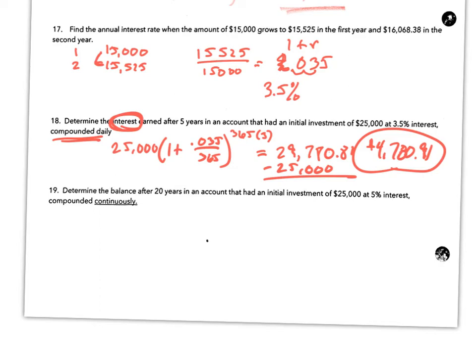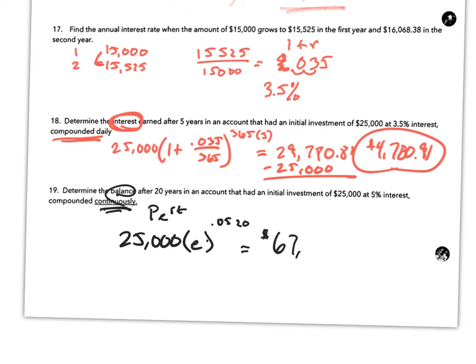Oh, I got the black one back. All right. So determine the balance after 20 years. It's compounding continuously. Continuously is this one. So now we're going to have our initial amount, 25,000. And then this is going to be e. I don't know why I use parentheses. Parentheses are unnecessary. The 0.05 is your rate, and the time is 20 years. This is asking for the balance again, so we don't have to subtract. And it is going to be $67,957.05.